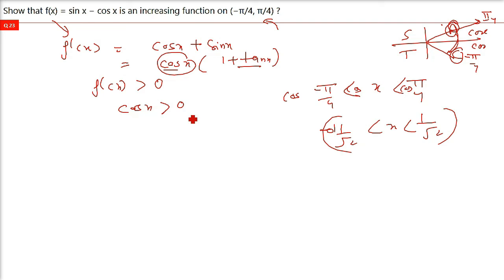So we change this into cos x into 1 plus tan x. So we already have shown that cos x is greater than 0 in this, through the diagram and through the trigonometry. Now come to the second part, which is 1 plus tan x. If we can show this 1 plus tan x as positive, cos x already is positive. Multiplication of positive will be positive. So it will be an increasing function. So we'll go with 1 plus tan x and try to show that it is in between negative pi by 4 and pi by 4.